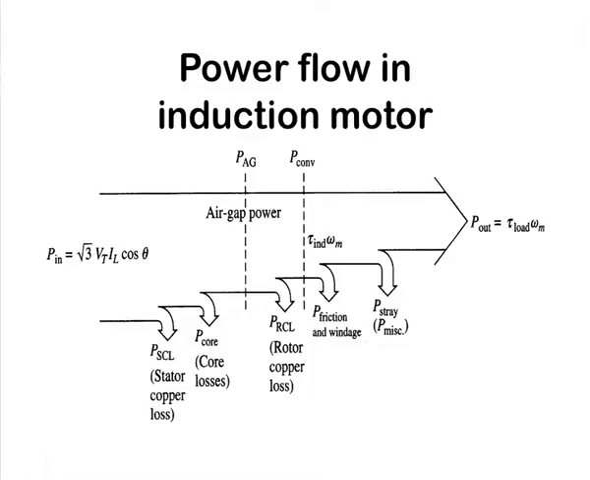Now, this power goes to the rotor. In the rotor, induced EMF and induced current will flow, and due to the flow of the current, there will be rotor copper loss, which is represented by PRCL on the screen. This will get subtracted from PAG and we will get P conventional power. This is the gross mechanical power, and from this gross mechanical power there will be subtraction of the friction and windage loss and some stray losses, and ultimately we will get the output mechanical power which will be equal to load torque multiplied by the load speed, that is the speed of the rotor.